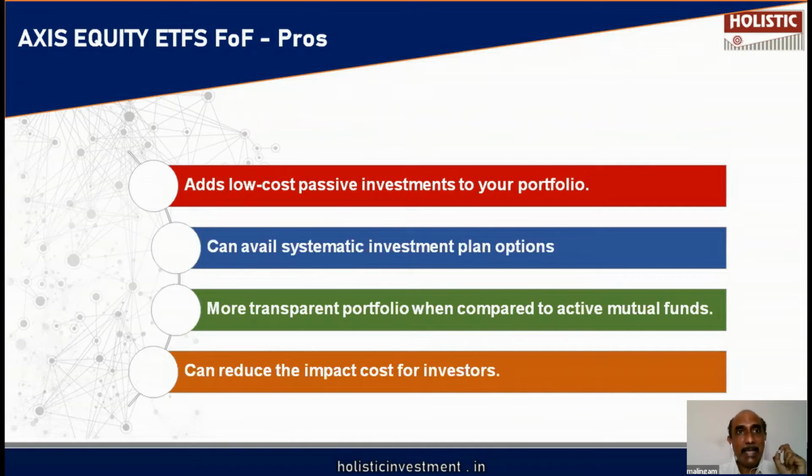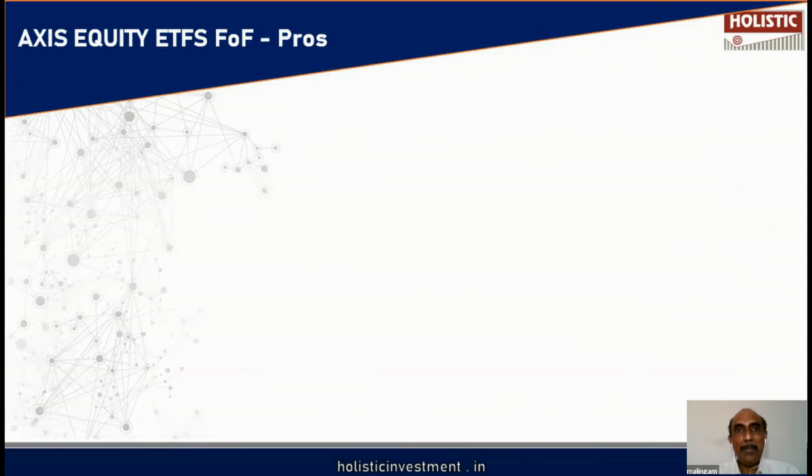And this particular fund, Axis Equity ETFs Fund of Fund, has the potential to reduce the impact cost. Being a layman, an ordinary investor, I may not know much about impact cost and trading volume. I may end up choosing an ETF which has higher impact cost and less liquidity. Then I will suffer, right? This fund is managed by a fund manager. He will check the trading volume and the gap between bid and ask spread. Then based on that, he will select highly traded ETFs. That way, this fund can reduce the impact cost in your ETFs.